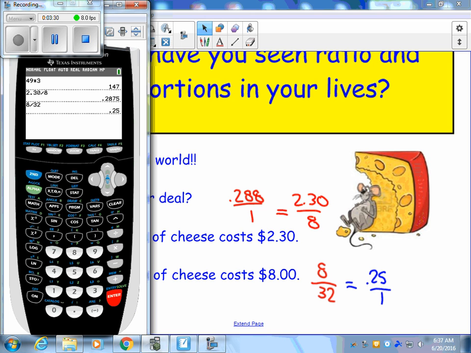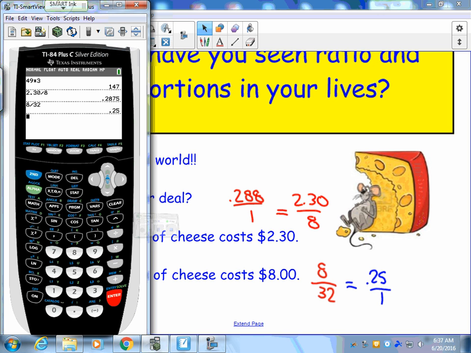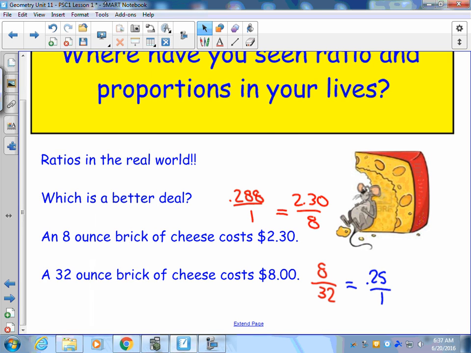Okay, so you're saving money in the long run as long as you can use up the 32 ounces of cheese before it goes bad. So you always have to keep that in as a part of your decision.